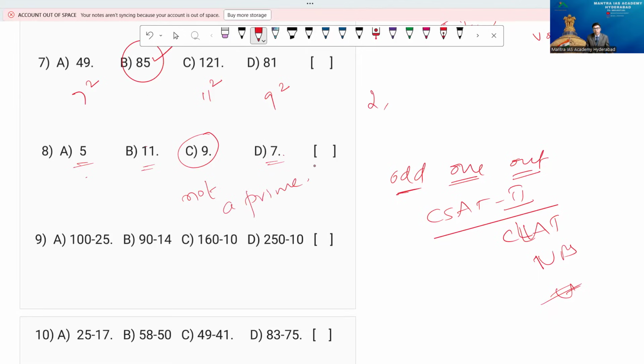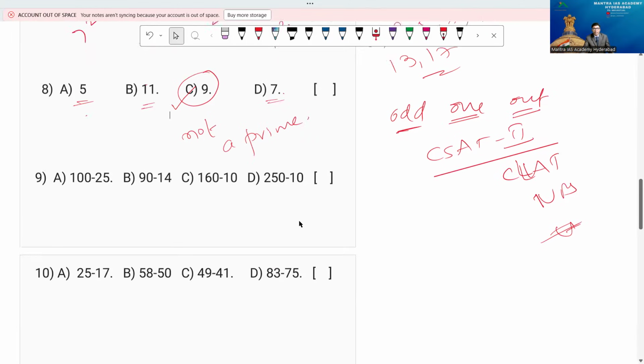You know prime numbers: 2, 3, 5, 7, 11, 13, 17, like that we have. So 9 has factors. So it's not a prime number. So the answer in this set of four numbers is that C is the different one.